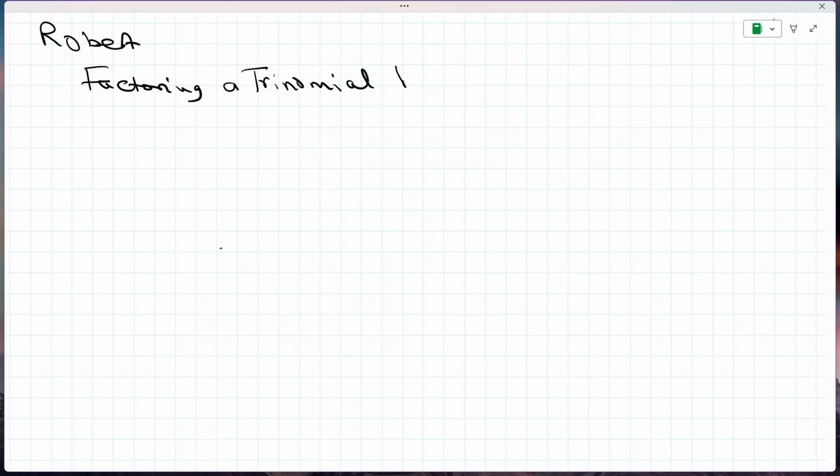Today we are going to learn factoring a trinomial by grouping. So we are going to factor a trinomial by grouping. Now we'll do it as usual by looking at two examples.